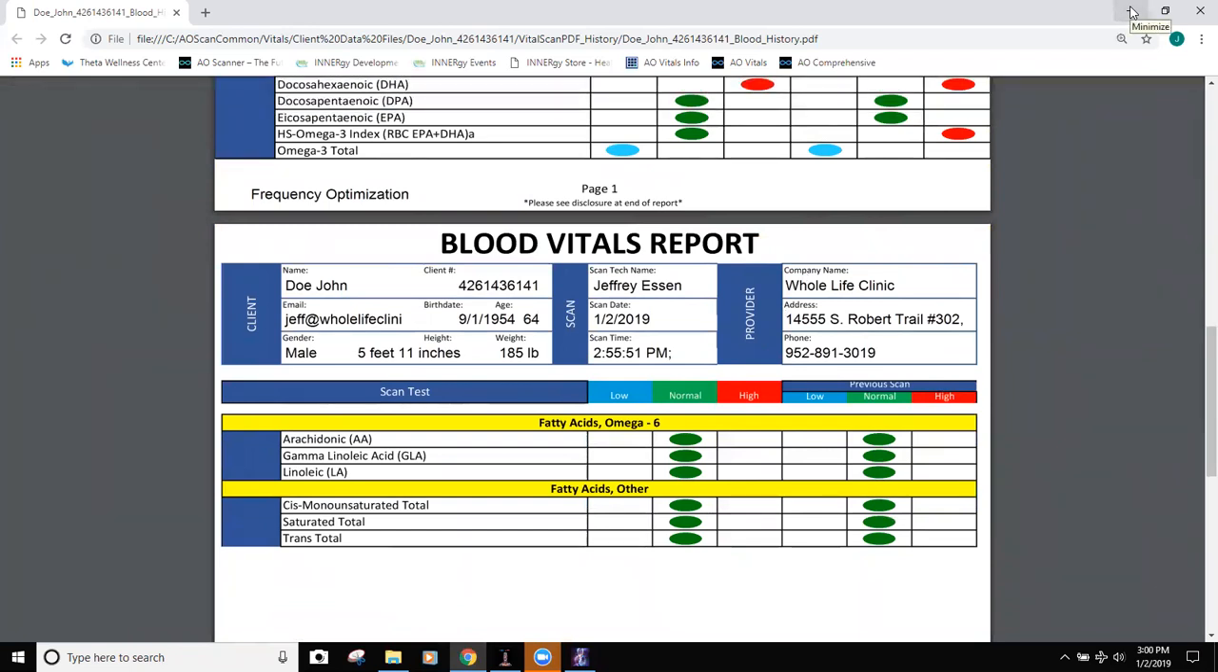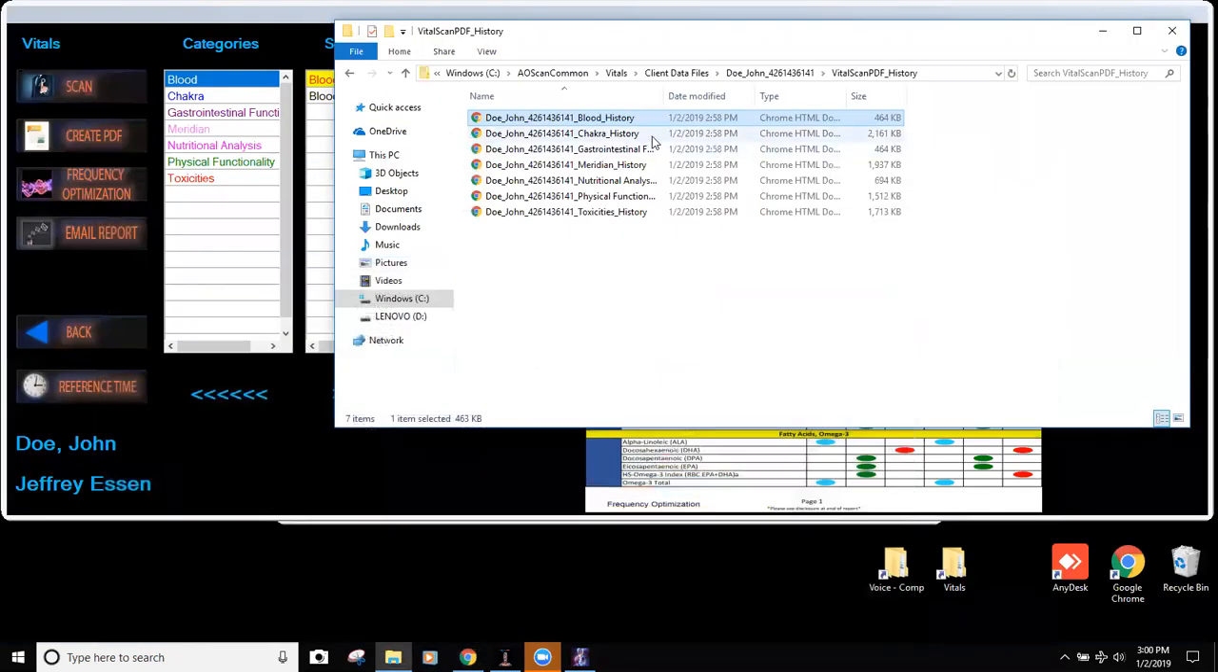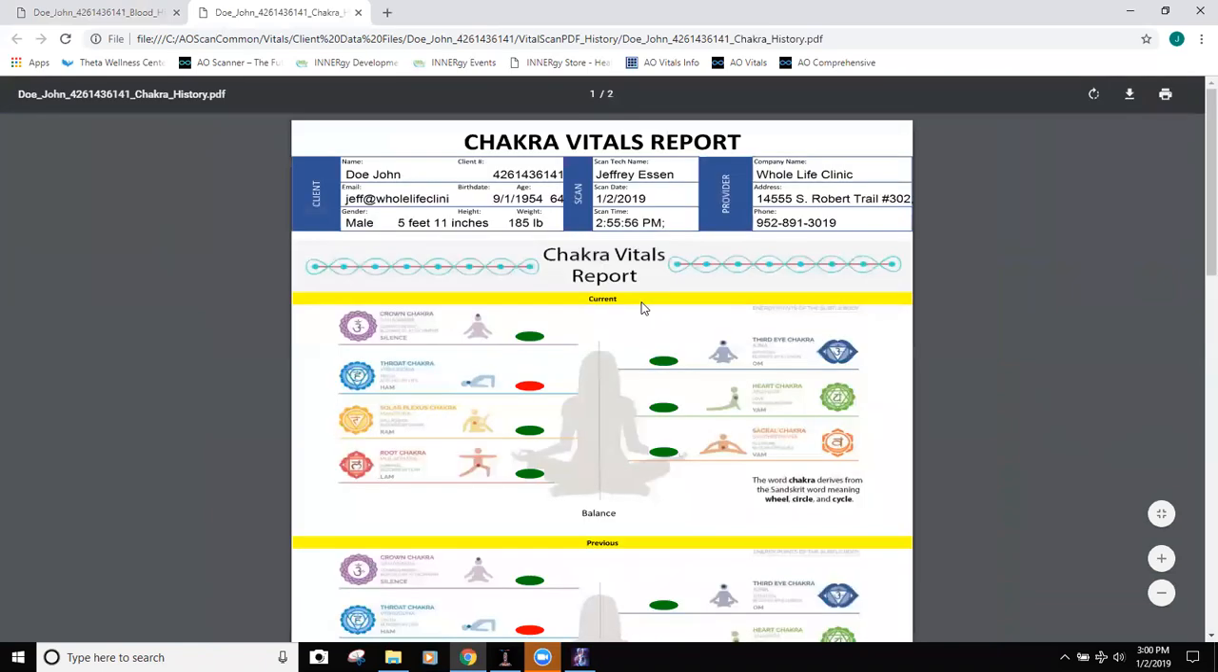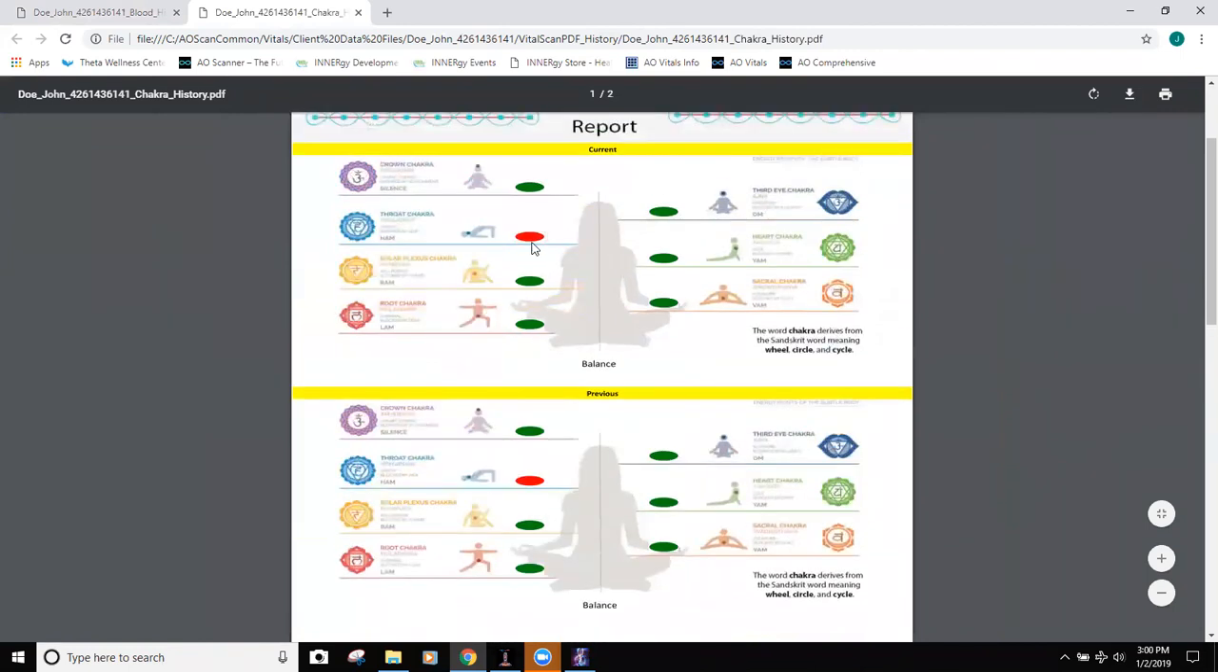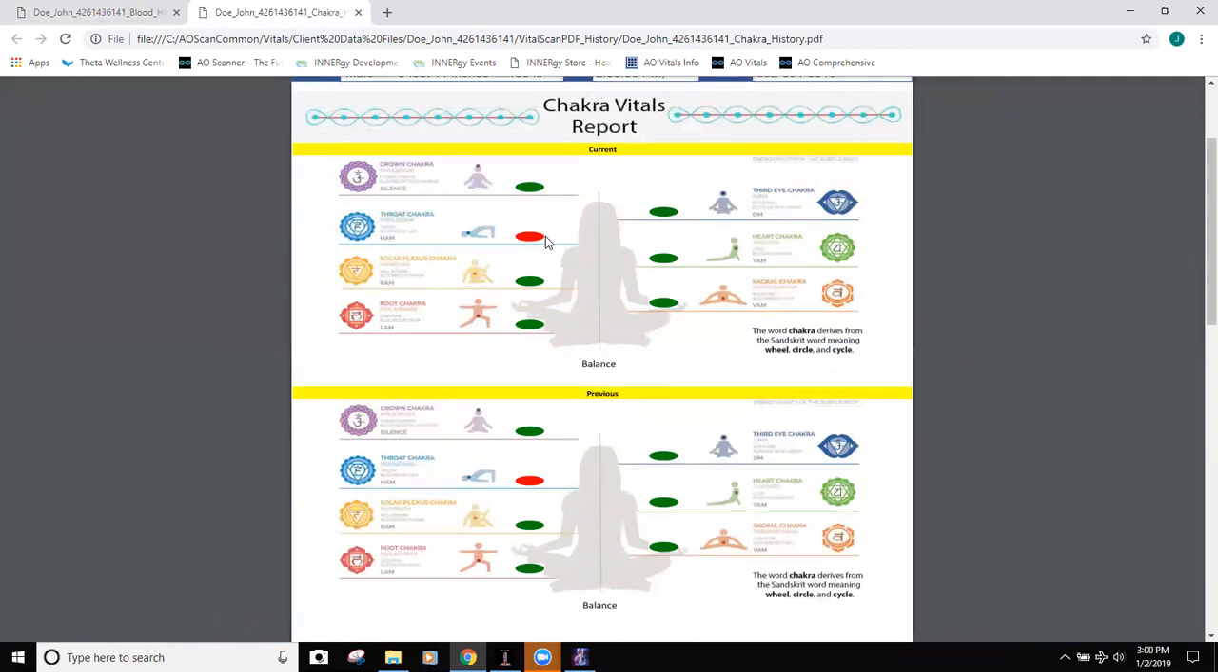Now we can hit the minus button here. We go back to our chakras. In the chakra set, in our original run through, the throat chakra was off and is still off. So this is something that's probably relative to the throat chakra being congested or having a problem due to something that's on the physical side.